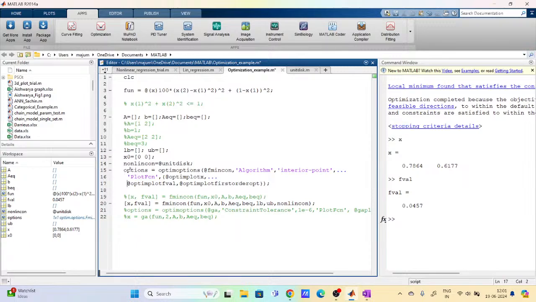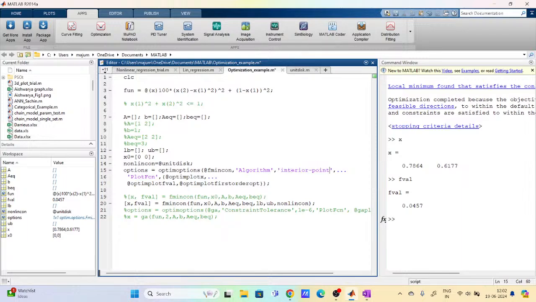Okay, look at this. Options means all kinds of criteria you need to use in these particular algorithms. So first option, what kind of solver are you using? fmincon solver. So at the rate of fmincon you need to write here. Next, algorithm. Comma algorithm. What algorithm are you using? Interior point.